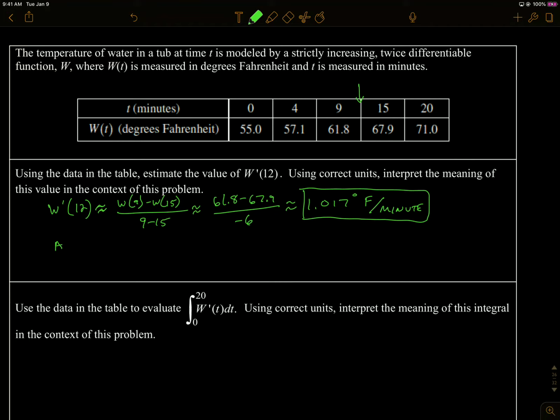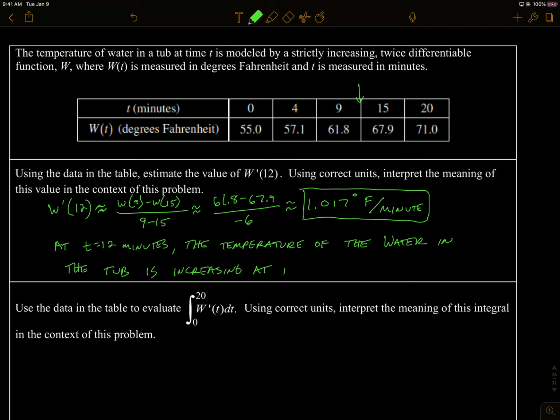So what does this mean? At t equals 12 minutes, the temperature of the water in the tub is increasing at a rate of 1.017 degrees Fahrenheit per minute. You could just say it is changing at a rate. You don't need to add the increasing.